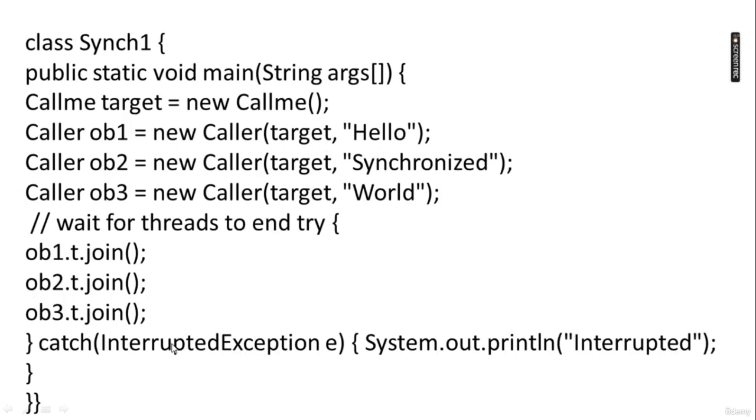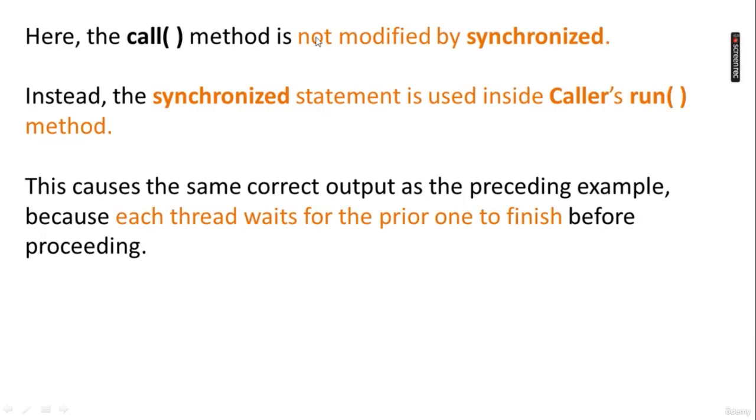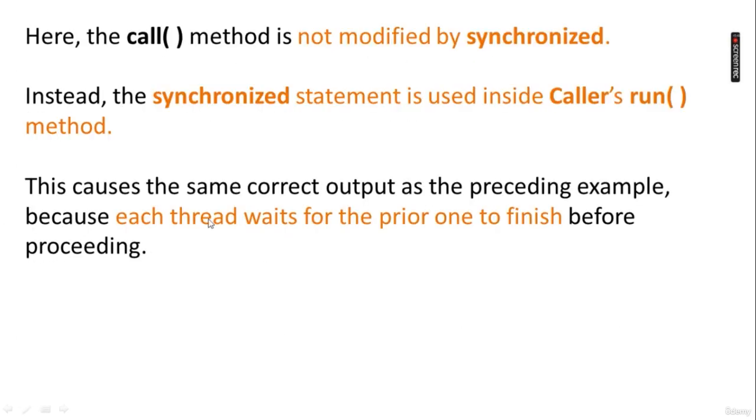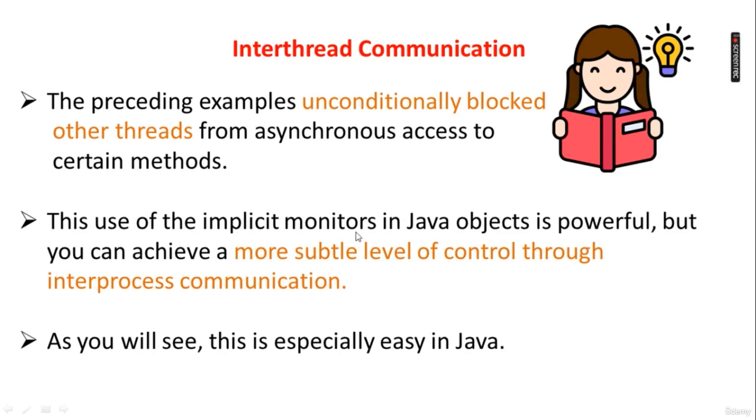Then the interrupted exception has been caught. Here the call method is not modified by the synchronized keyword. We have not written synchronized before the call method. Instead, the synchronized statement is used inside the caller's run method. This causes the same correct output as the preceding example because each thread waits for the prior one to finish before proceeding. Now we will see inter-thread communication.